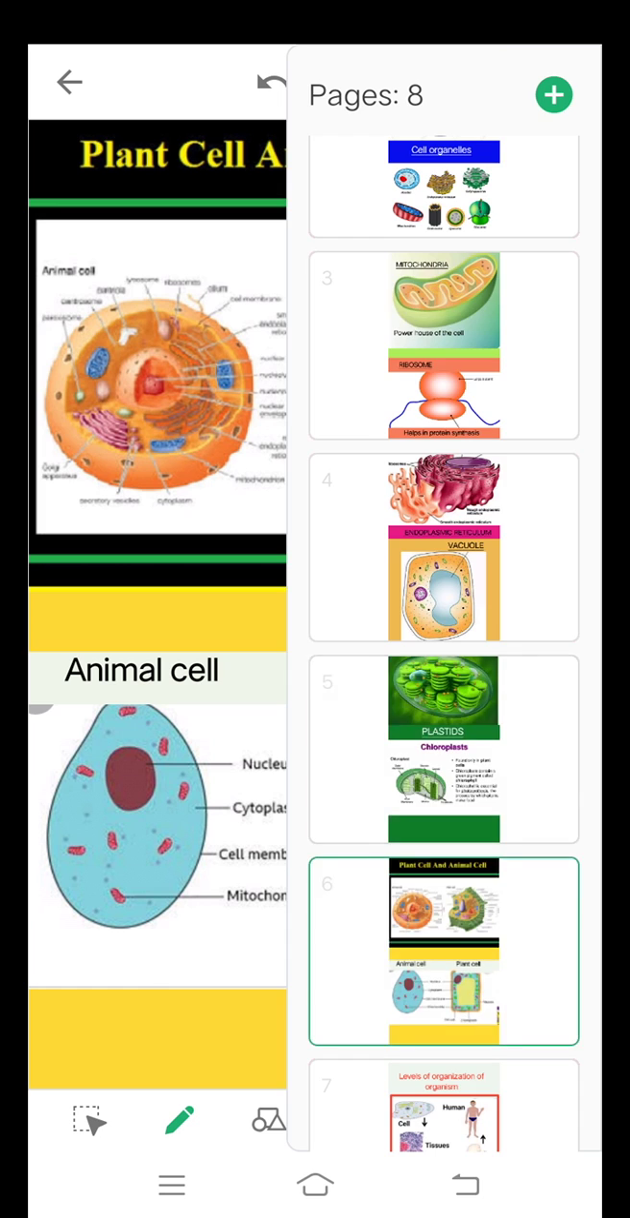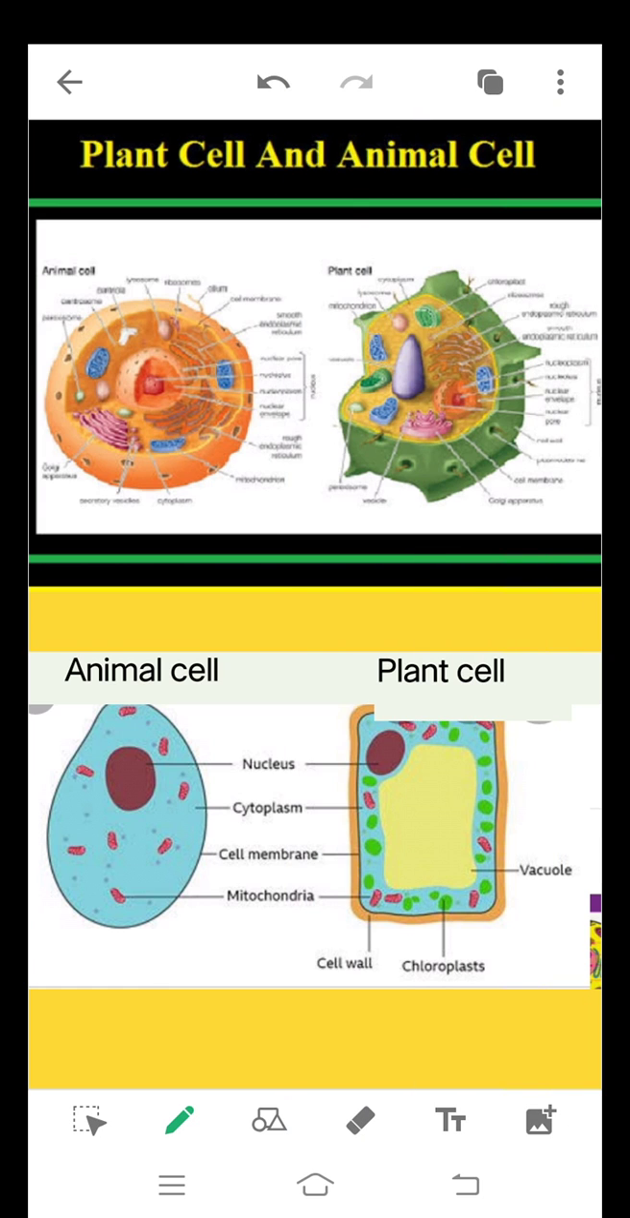Now, if we compare plant cell and animal cell, you will see some differences. For example, the very first difference is the cell wall. As you can see, the animal cell is surrounded by only a cell membrane, whereas in the plant cell, outside the cell membrane, there is one extra covering called the cell wall. So the cell wall is present only in plant cells, whereas the animal cell has only a cell membrane.